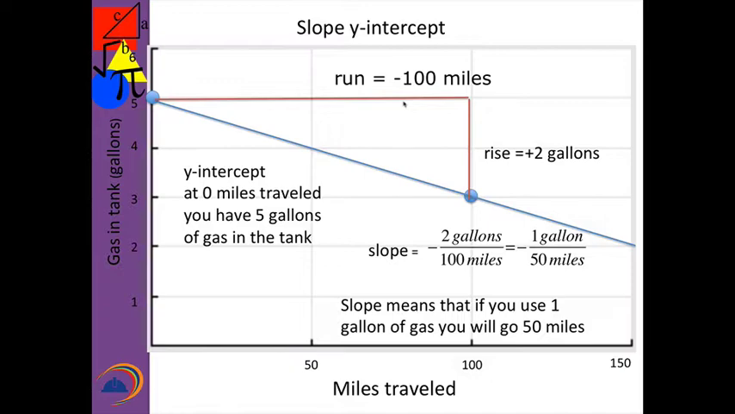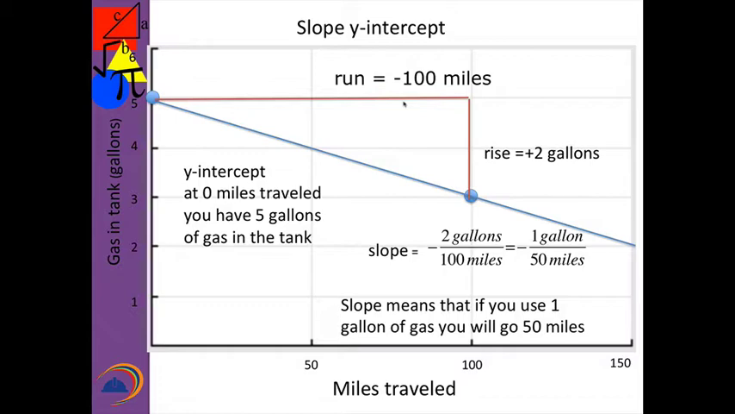I could have gone the other way and said the run was -100 and the rise was +2. Either way, you're going to get -1 gallon for 50 miles. What that means is that the negative means I use up 1 gallon of gas for every 50 miles I drove. Now the y-intercept at (0, 5) means at 0 miles traveled, I still have 5 gallons of gas in the tank. So I use those labels.